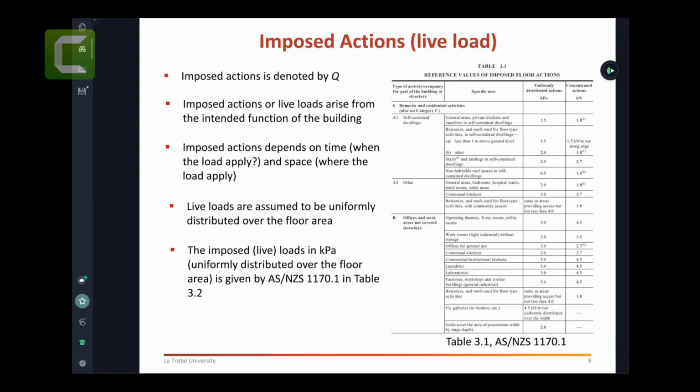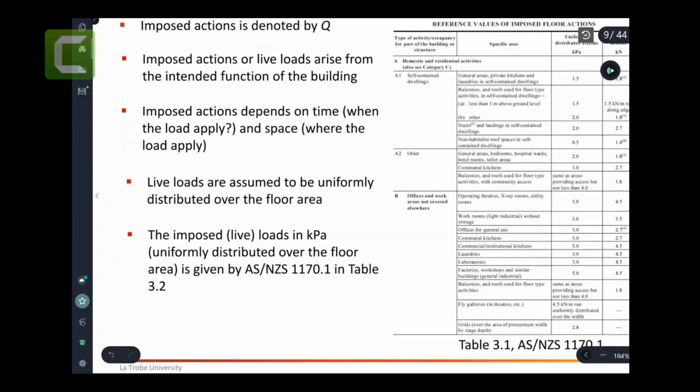Whenever we have floors with fixed chairs, like in movie theaters or so, the loads will be higher because they know people cannot move as easily as required there, and things will be more critical.